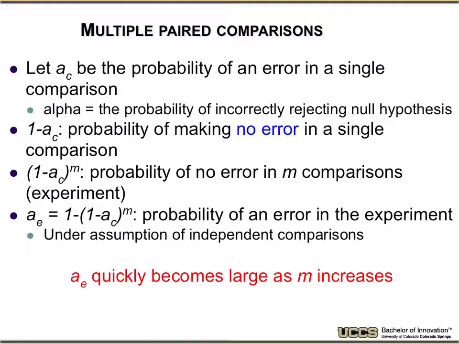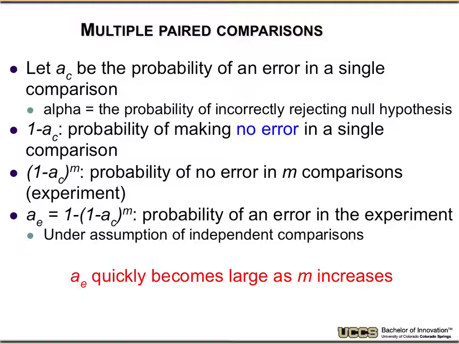That can happen. Well, if I take 1 minus that number, I get the probability of making no error in a single comparison. Now, if I start making m comparisons, the probability of no type 1 errors in m comparisons is 1 minus alpha to the power m. And 1 minus that number becomes the probability of an error in an experiment, under the assumption that each of these is an independent comparison. It's actually, since I reuse 1, if I do 1 versus 2, 1 versus 3, not completely independent, so there are a few other things that go on.